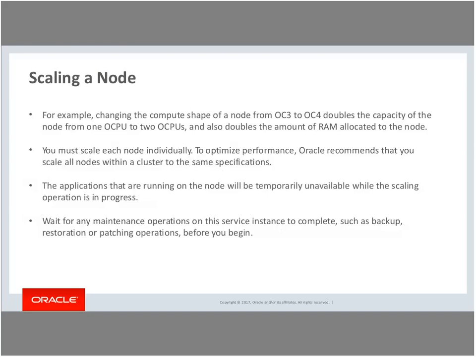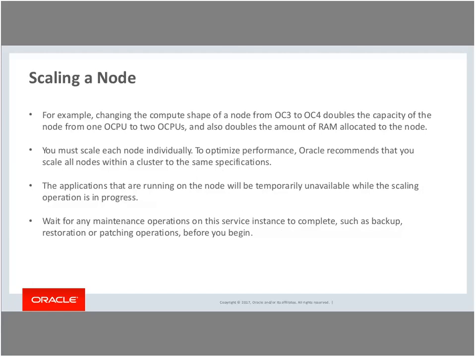Okay, here is the example. Changing the compute shape of a node from OC3 to OC4 means that it doubles the capacity of the node from 1 OCPU to 2 OCPUs, and also doubles the RAM allocated to that specific node.